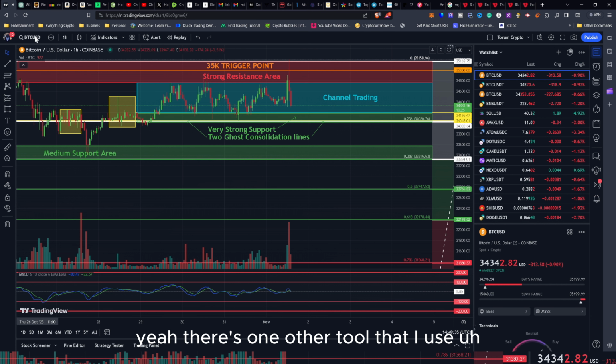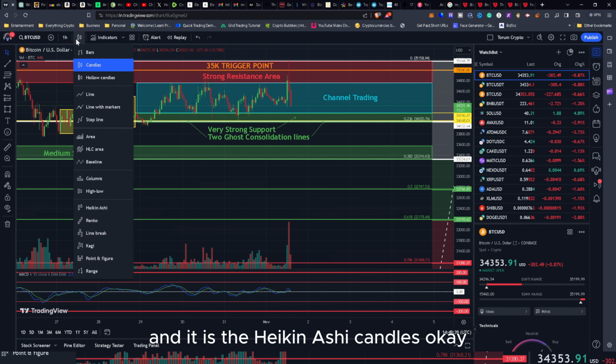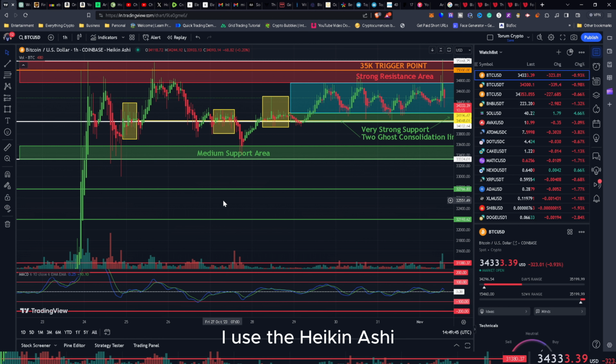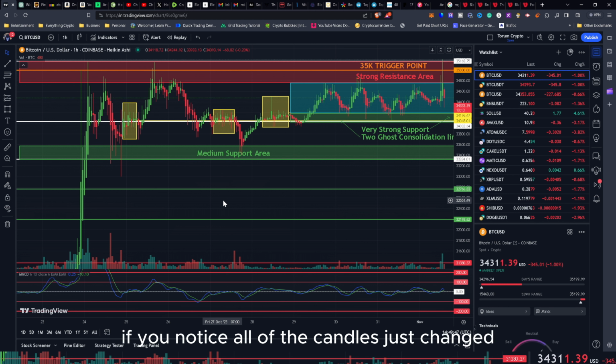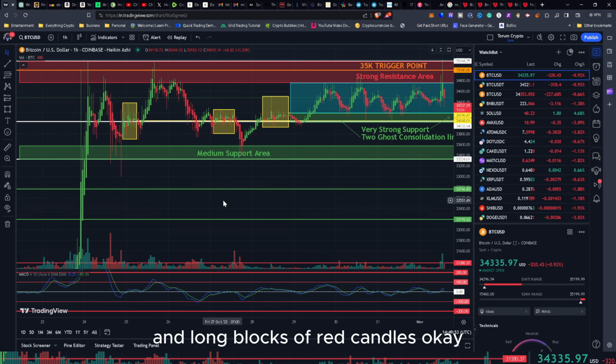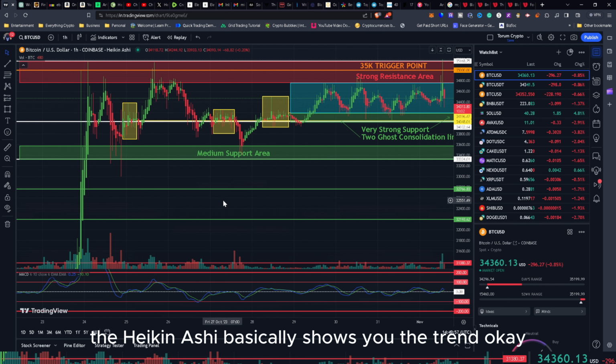There's one other tool that I use, and it is the Heikin-Ashi candles. Okay, I use the Heikin-Ashi. If you notice, all of the candles just changed, and now you have these long blocks of green and long blocks of red candles. Okay, the Heikin-Ashi basically shows you the trend.